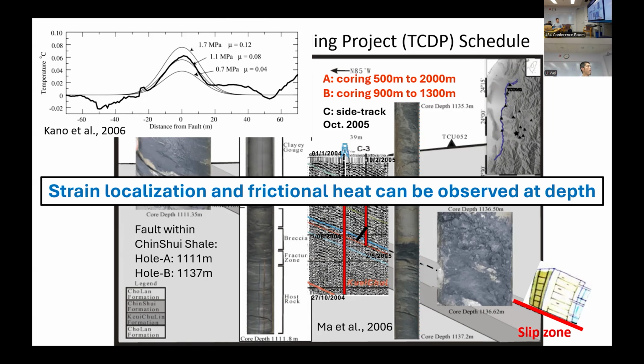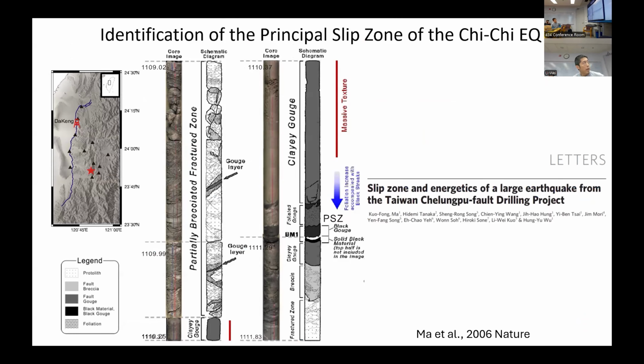So from this evidence, we suggest that strain is localized at depth because the black gouge is pretty narrow compared to the gray gouge and the wide zone in the outcrop. And we also found some frictional heat in the borehole core. So what I'm doing is trying to characterize the clay mineral assemblage through the fault zone. Based on this publication in Nature, Kuo et al. documented this black gouge as the principal slip zone of the earthquake.